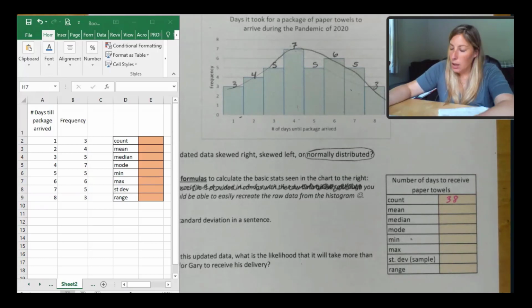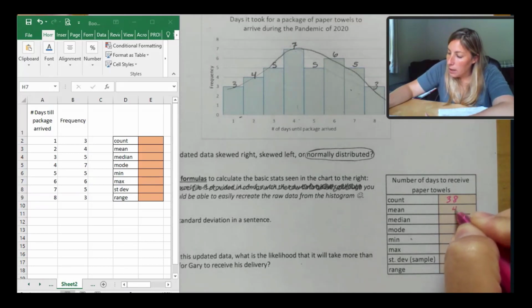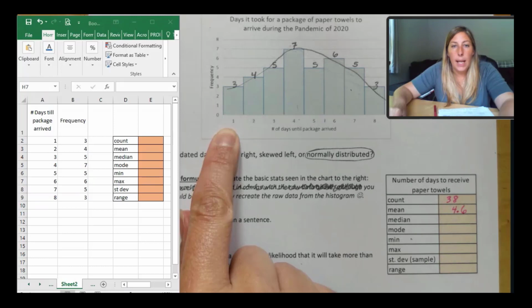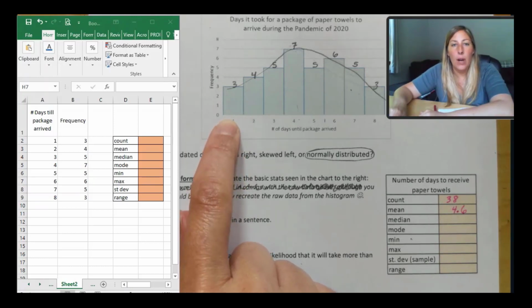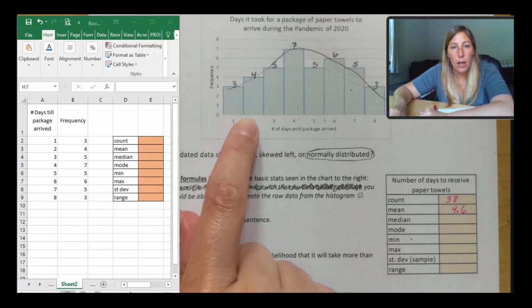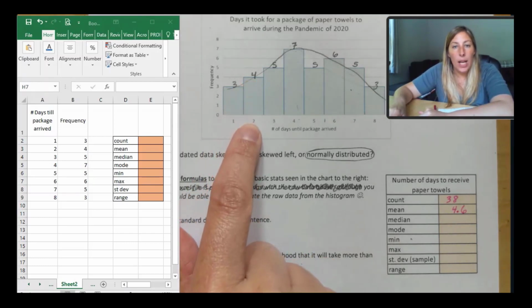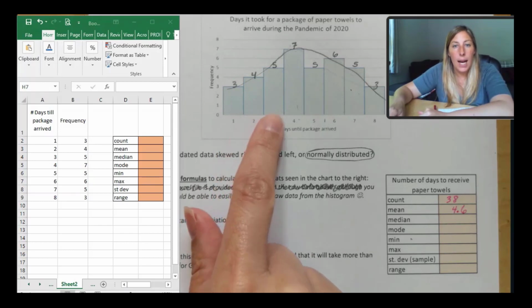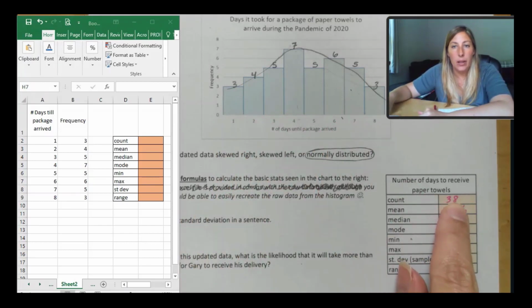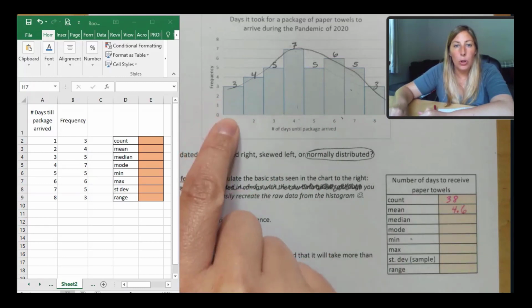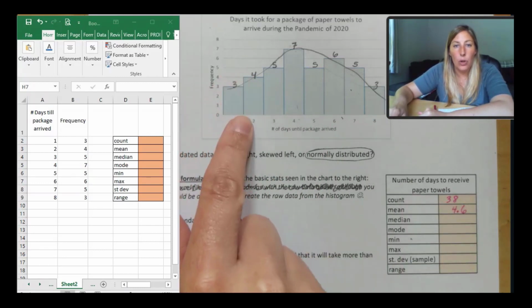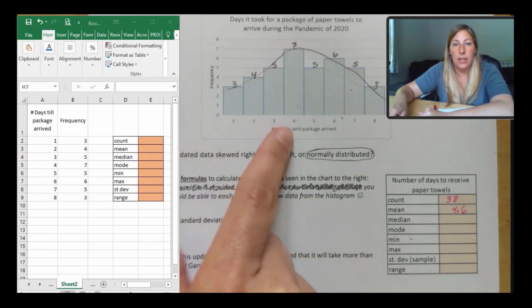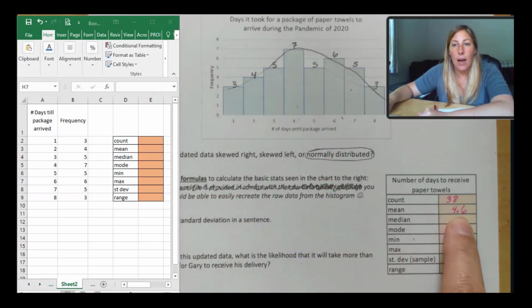The mean is going to be about 4.6. How did I calculate that? It took 1 day for 3 different packages of paper towels to arrive. So I have 1 plus 1 plus 1. Here I have 2 days for 4 paper towels to arrive. So I have 2 plus 2 plus 2 plus 2. And I keep adding that all up, and then I divide by 38. You could also do the multiplication of 1 times 3 plus 4 times 2 plus 5 times 3 plus 7 times 4, etc. to get that 4.6. When you add them up, you divide by 38.